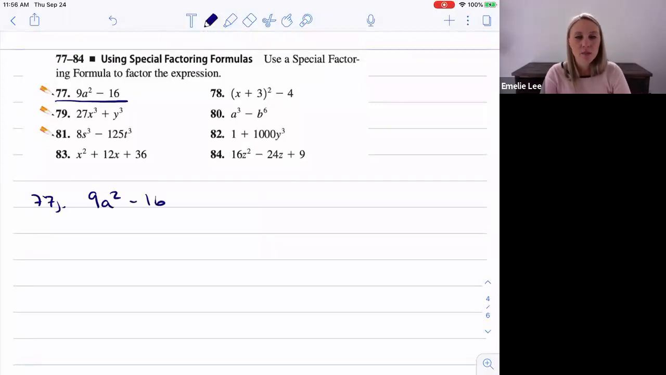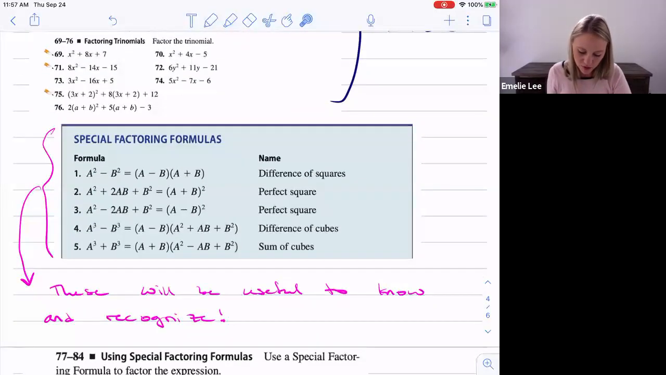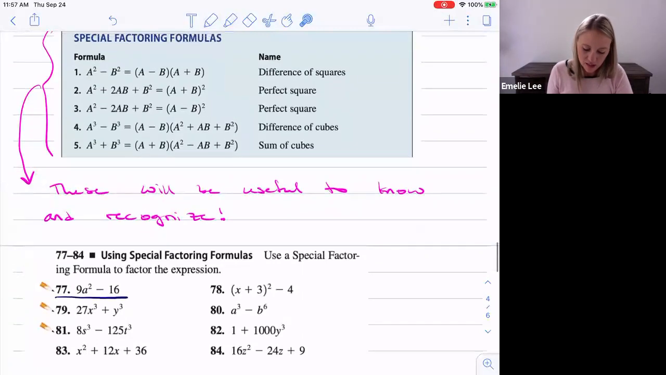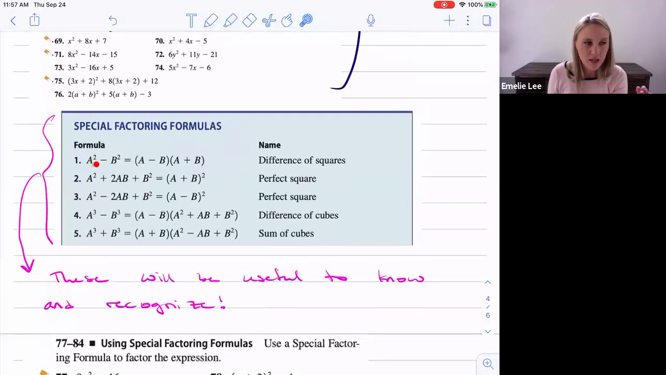9a squared minus 16. Here's the thing. I'm looking at 9a squared minus 16, and I'm looking at these special factoring formulas, and nothing's jumping out at me immediately. However, if I just look at 9a squared, I've got something squared minus 16. Well, I can rewrite 16 as something squared as well. So then I've got a square minus a square. So what if I have a squared minus b squared? Then I just need to figure out what a is and what b is, and then I'll be able to write it as this difference of squares.